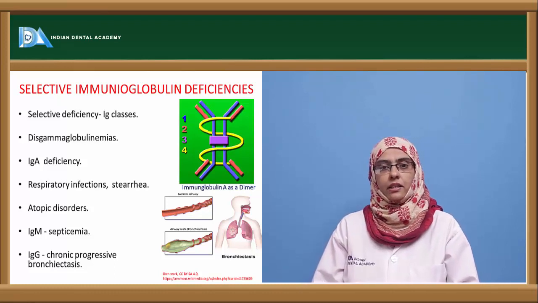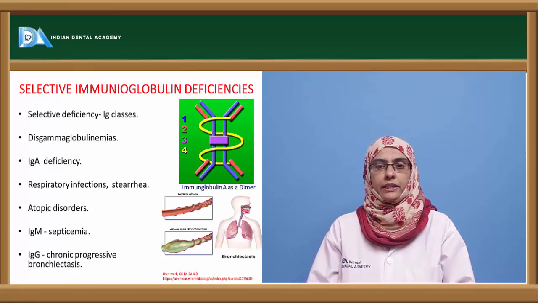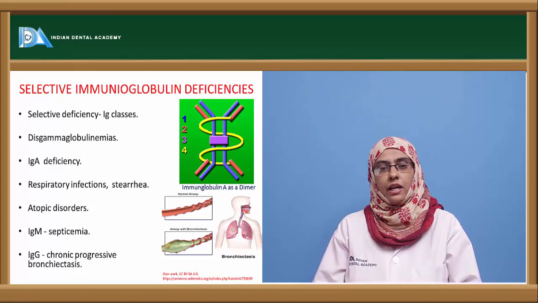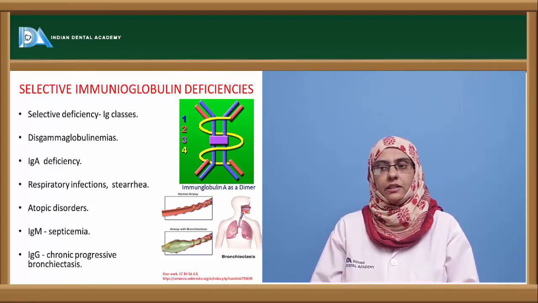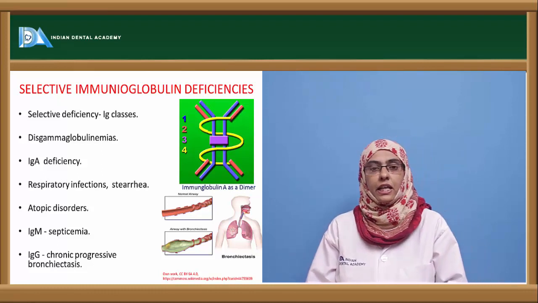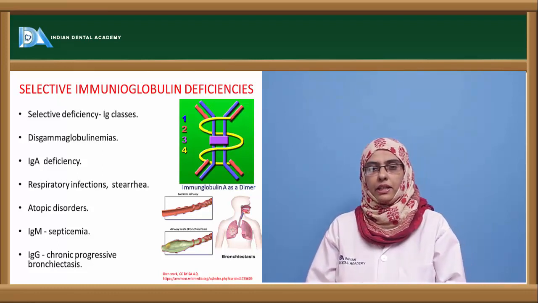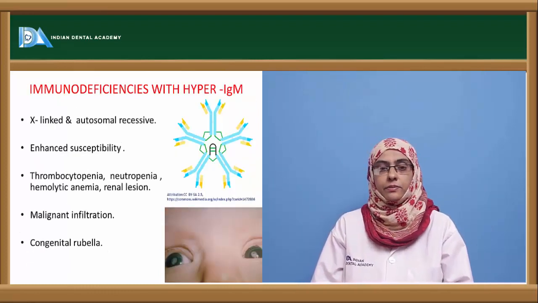IgG is again the prominent type of immunoglobulin, the first to be produced against the different types of bacterial infections. So here, due to the loss or decrease in the production of IgG, there is a chronic progressive bronchiectasis that involves pulmonary infections. So here the airways are completely destroyed in the case of IgG antibody deficiency.